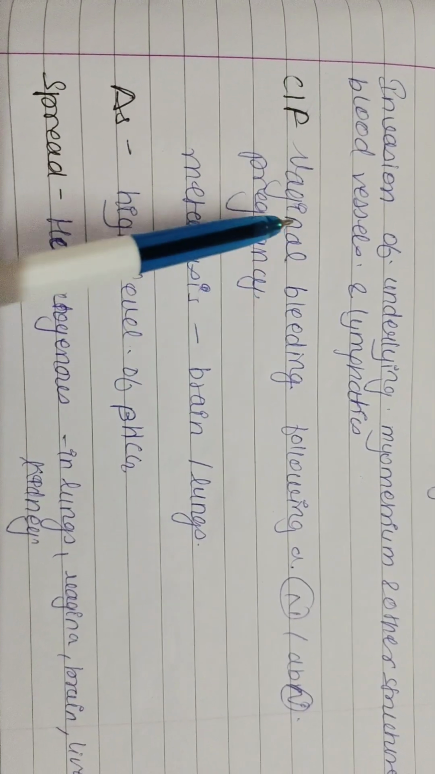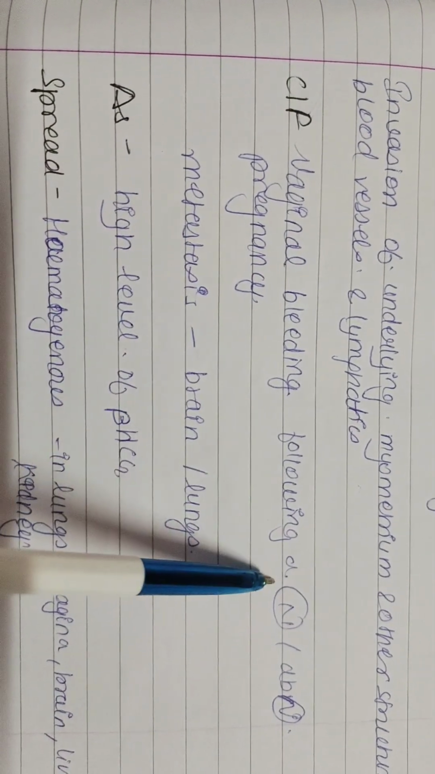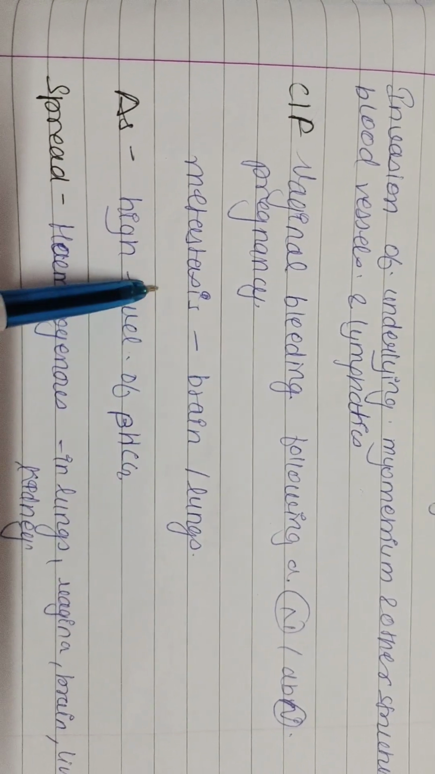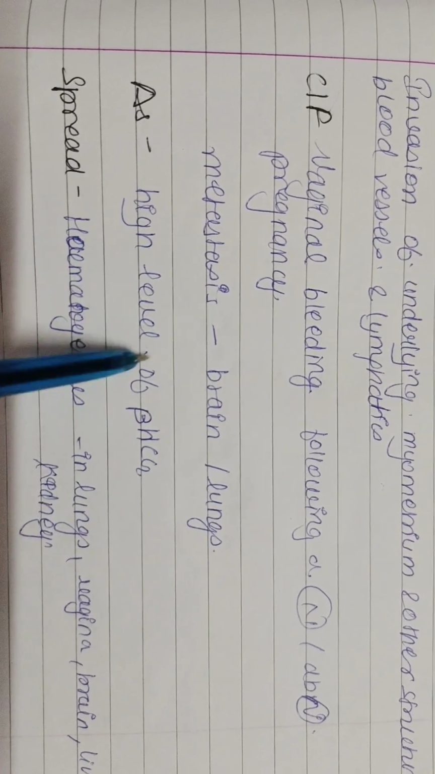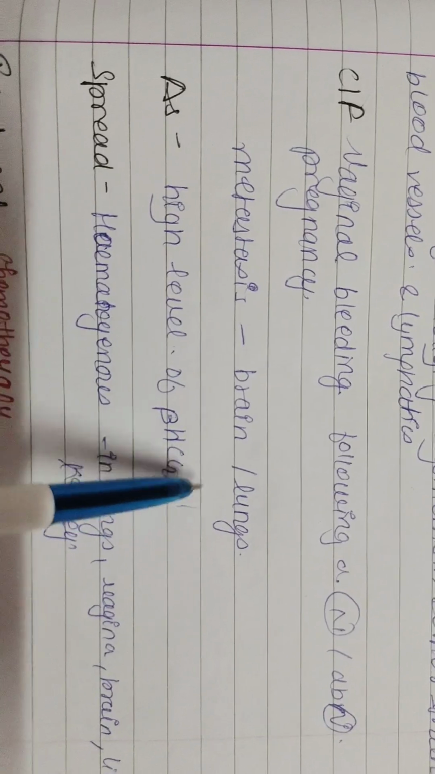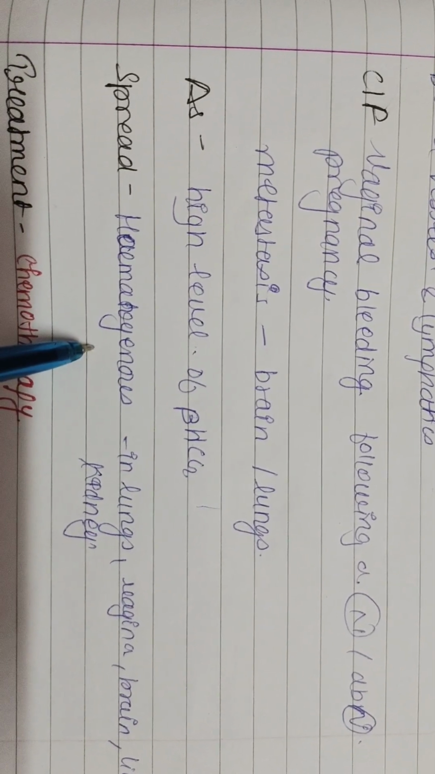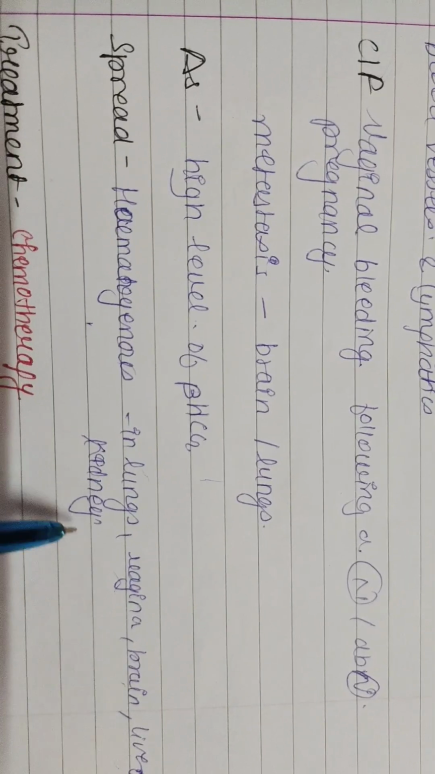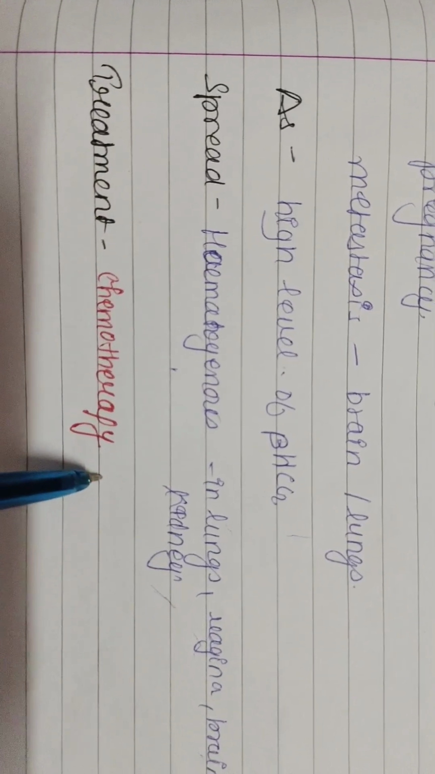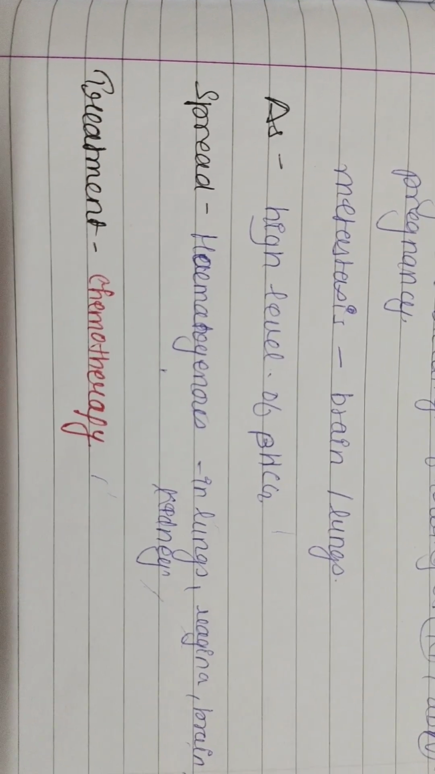Clinical features are vaginal bleeding following a normal or abnormal pregnancy, and metastasis into the brain and lungs. It is diagnosed by a high level of β-hCG in the blood. Choriocarcinoma spreads hematogenously to the lungs, vagina, brain, liver and kidney. Now the treatment for choriocarcinoma is chemotherapy.